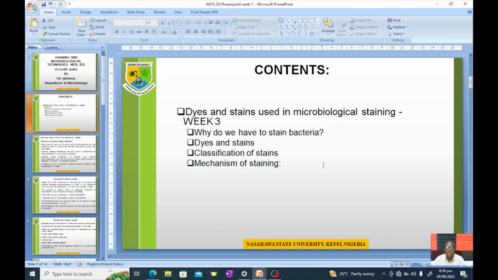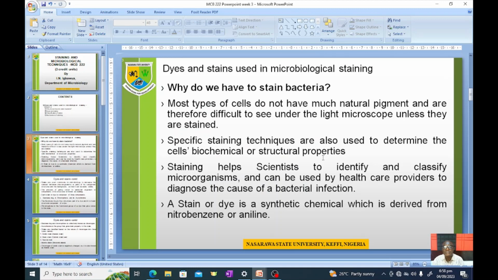How do stains work? So that it will not just be about imparting color to a specimen on a slide and viewing under the microscope that we discussed in our last lecture. Why do you do it? That is what we'll be considering in our lecture today. And so I want to encourage all of us to be attentive so that you will get what is needed.